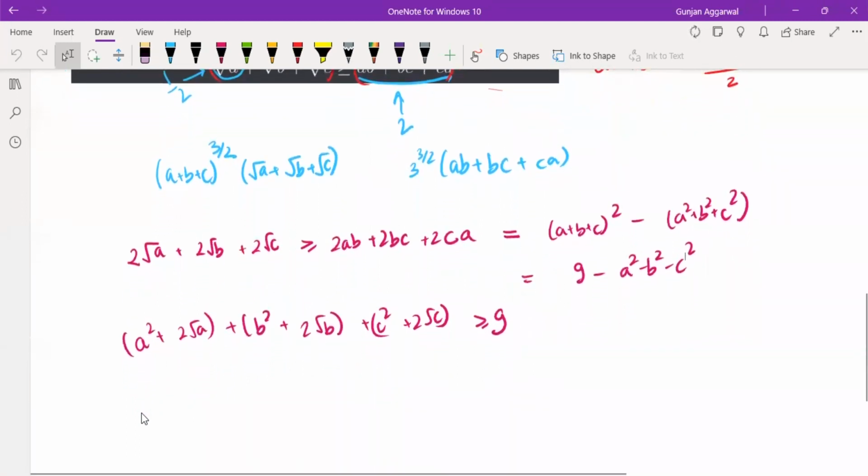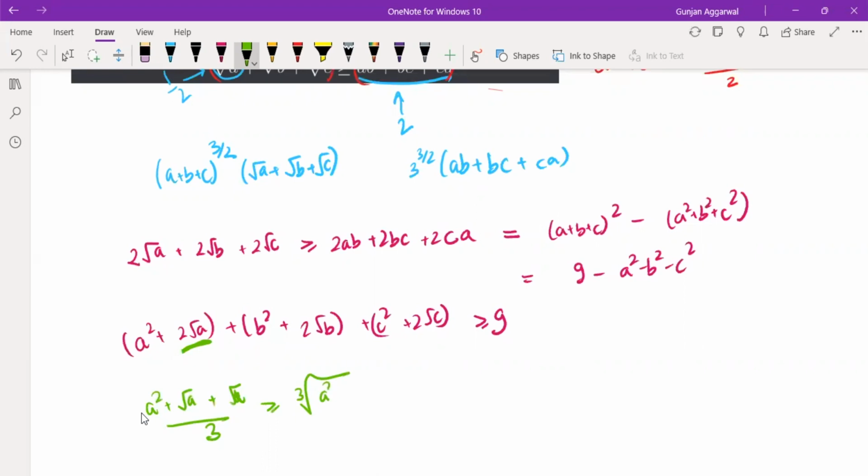I see the finish. Can I say? Yeah, sure. You can apply AM-GM on a square, root a, root a. Why not? Yeah, and this is at least 3a. And you can just add. So if you add all these 3 expressions, you get this big expression greater or equal to 3a plus 3b plus 3c, which is just 9.